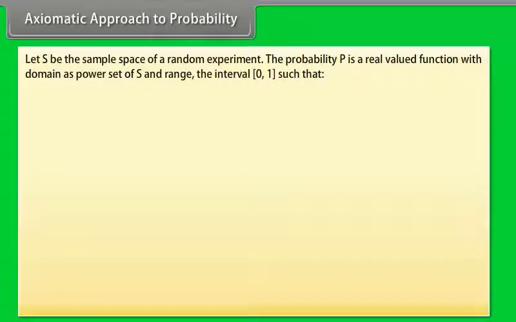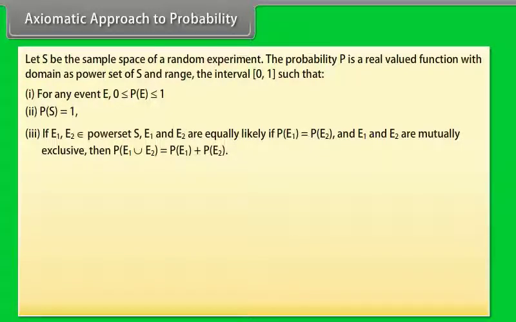Axiomatic approach to probability. Let S be the sample space of a random experiment. The probability P is a real-valued function with domain as power set of S and range the interval [0, 1], such that 1. For any event E, 0 is less than or equal to P(E) less than or equal to 1. 2. P(S) is equal to 1. And 3. If E1, E2 belong to power set of S, E1 and E2 are equally likely if P(E1) is equal to P(E2), and E1 and E2 are mutually exclusive, then P(E1 union E2) is equal to P(E1) plus P(E2), where P(E) is called the probability of event E.